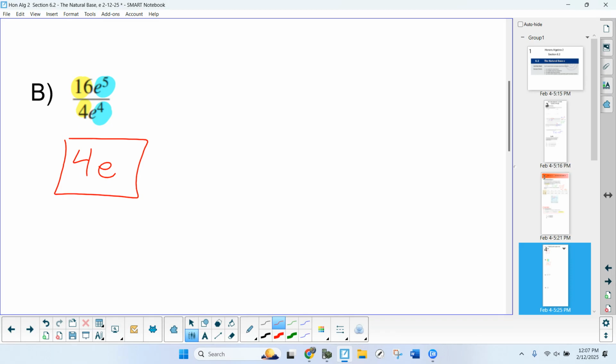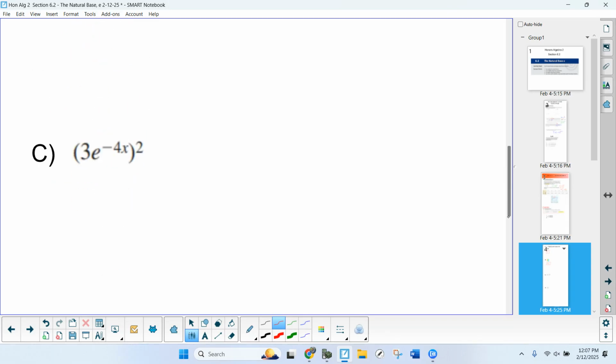So it says simplify. Now, guys, there's a difference between the word simplify and evaluate. Simplify means exactly what we're doing. Evaluate means type in your calculator 4e and give me the decimal value. Okay, so evaluate, give me the decimal. Simplify, just simplify it. Okay, all right, let's go to this one.